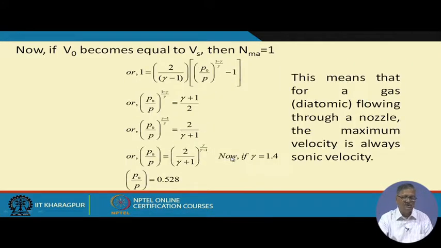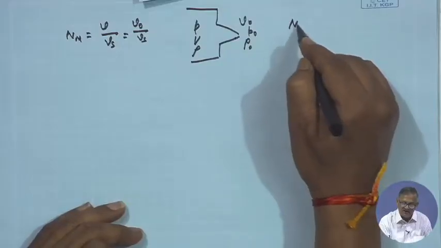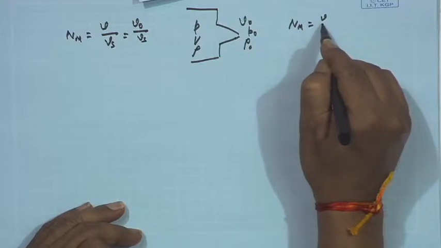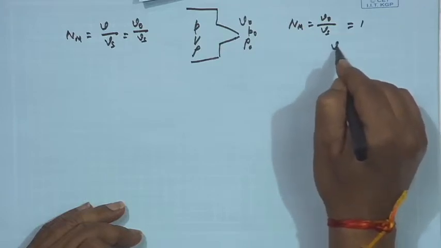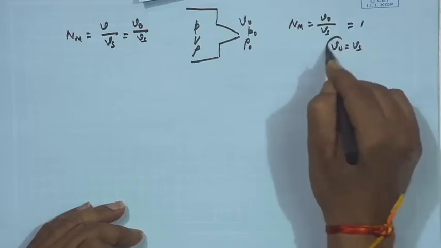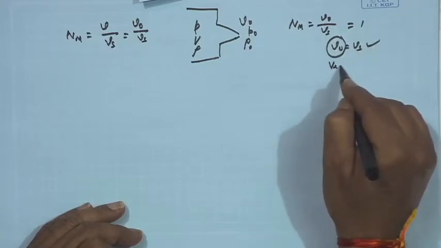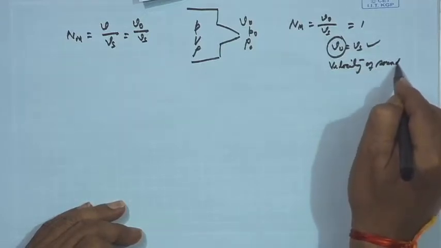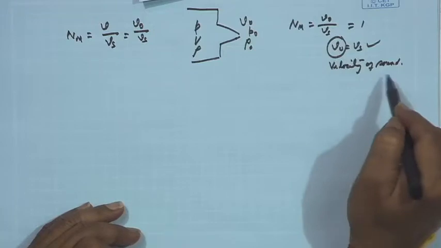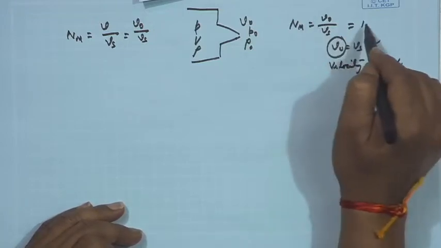Then we said if the Mach number is equal to 1, that is when V0 becomes equal to Vs, then the Mach number becomes equal to 1, because the Mach number we said is V0 by Vs. So when it is equal to 1, V0 is Vs, that is, the tip velocity becomes the velocity of sound.